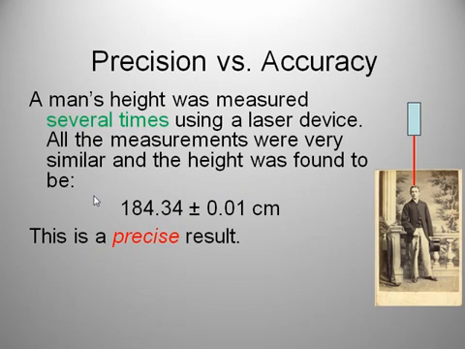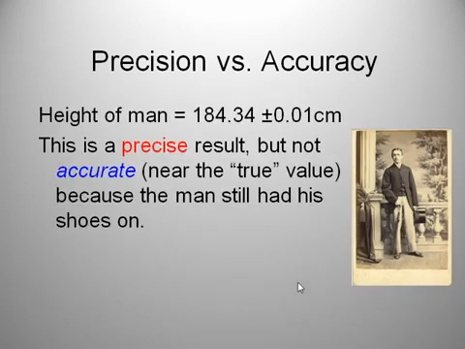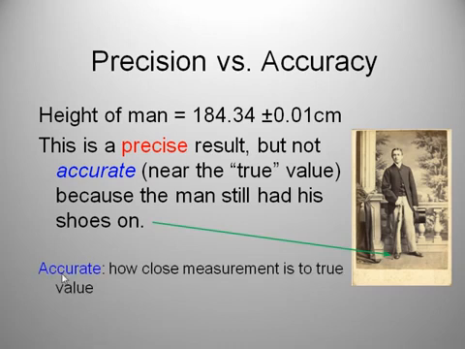That is, all the measurements we took were very close to the same number. It doesn't really matter what that number is, they're all the same. So we call that high precision. It's very precise. So multiple measurements, same results. Okay, so this is a precise result, but it's not accurate because the dude still has his shoes on over here, so that's not really his true height. So accuracy is how close the measurement is to its real value, its actually true value.